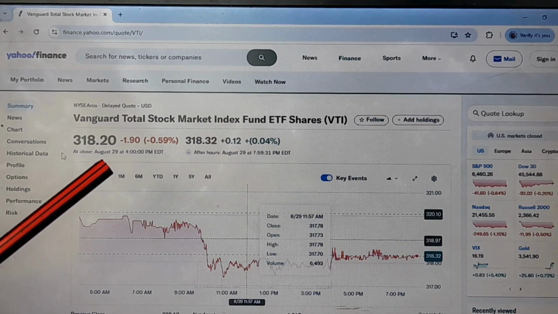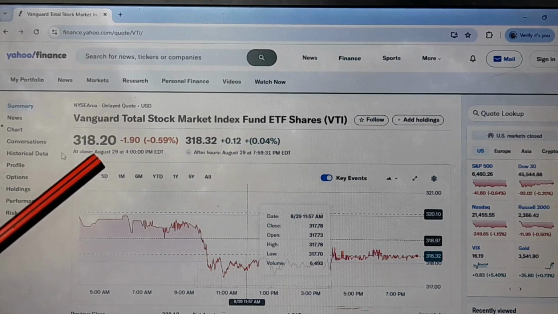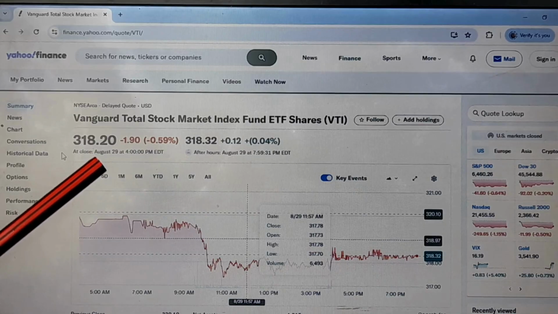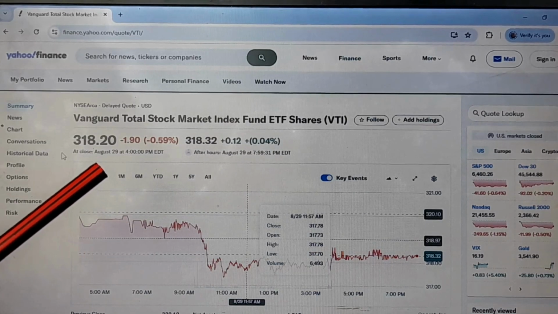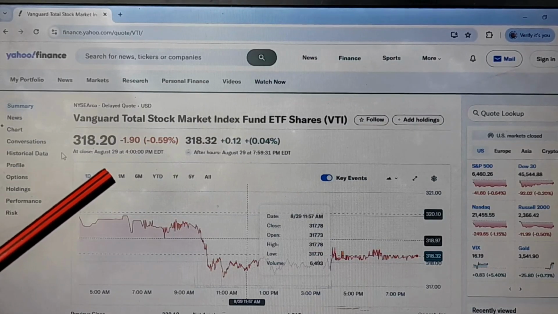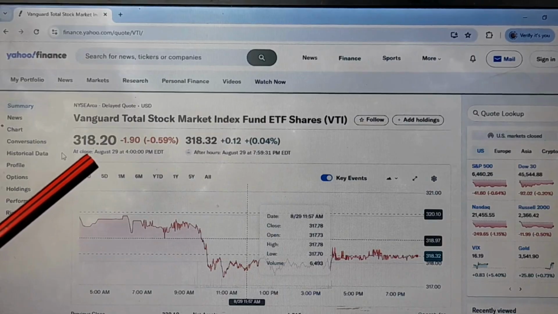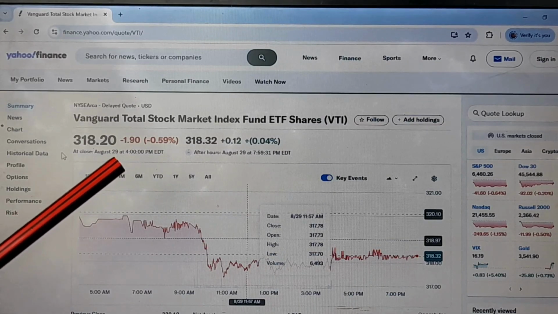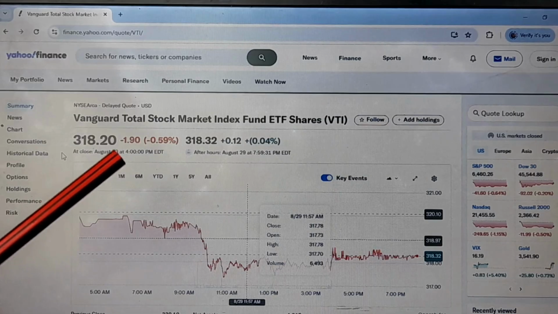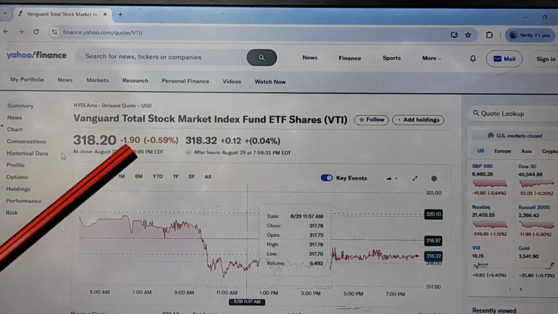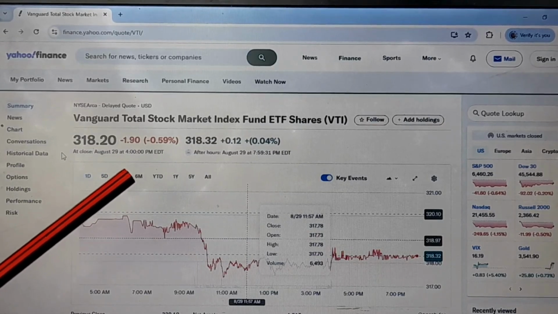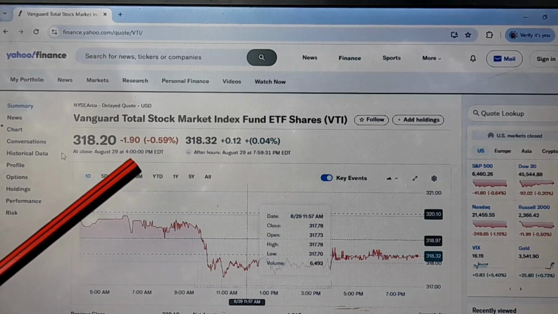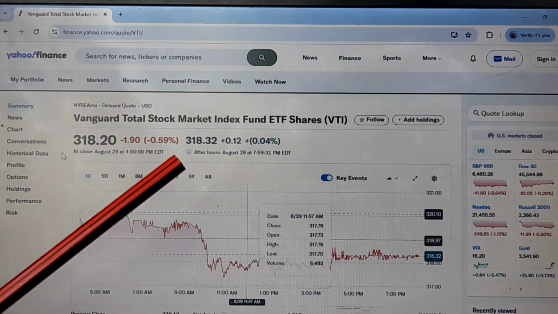When we are trading, usually on weekends, the market is closed. Then they will open later. So I'm recording this when the market is still closed. Then I hope by the time I finish recording, the market will be open, so you'll see the change. So as at close, this was the price of VTI, okay? And what you see here, 1.90, was the change of VTI between the price at close and the previous day. There was a drop of 1.90, and that drop is 0.59%, okay?